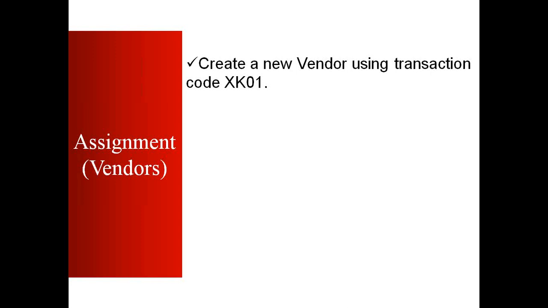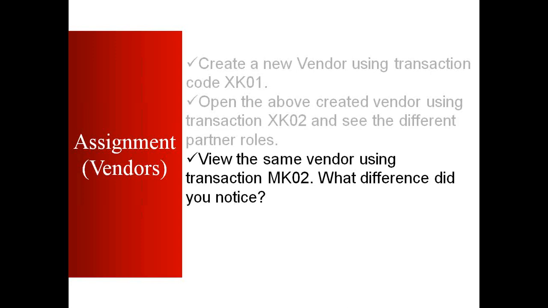selected data, not everything. So what difference did you notice? If you see the same vendor from MK02, what difference do you notice? Just note that. And how would you block a vendor? So you need to block a vendor, how would you do that? And how can you delete a vendor? So just do this small exercise before you go ahead. Okay, so that's all about vendor master data.